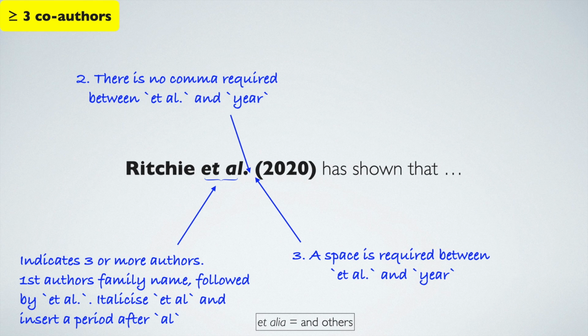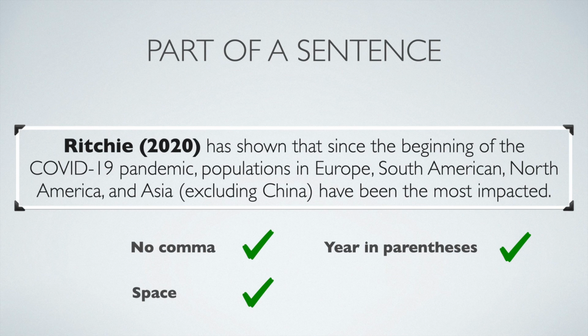For three or more co-authors, we use the family name of the first author followed by et al. Et alia is Latin for "and others," and alia is abbreviated to al and should be followed by a period. Because et al is a non-English word, it needs to be italicized. The period is also italicized. Again, there is no comma required between authors and year, but one space is required. To summarize, when a citation is part of a sentence, no comma is required. A space is required between author and year, and only the year is placed within parentheses.